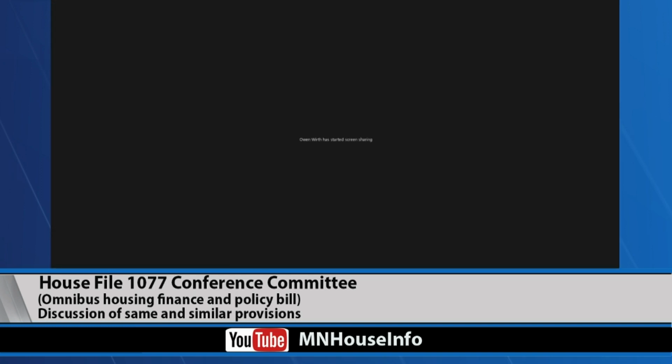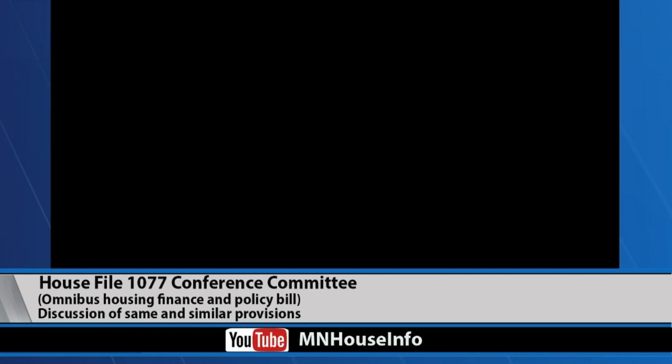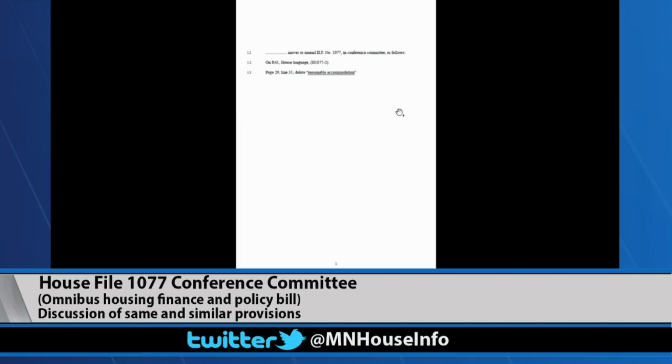Chair, while he does that, I'll just walk through those three provisions just so you know. The first two provisions remove existing language in statute related to service animals, and then the third section is the new language that is being proposed related to service animals in residential rental housing.